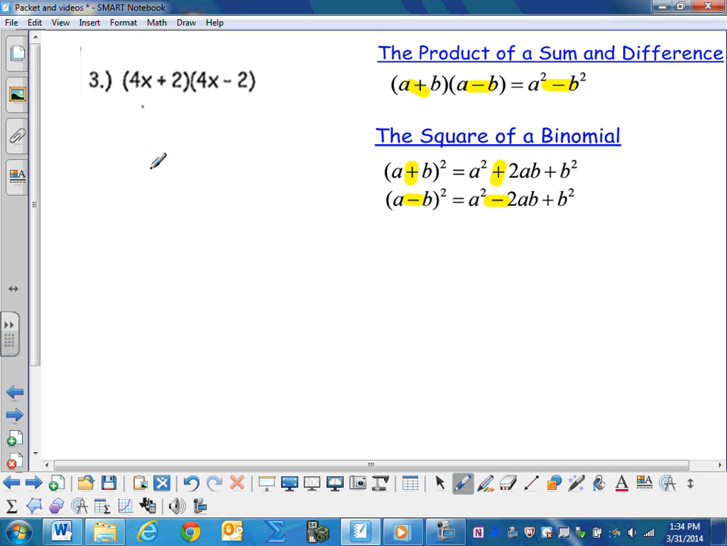4x plus 2 times 4x minus 2. Again, the product of a sum and a difference. So a equals 4x and b equals 2. Square the a, 16x squared, minus 2 squared, which is 4.